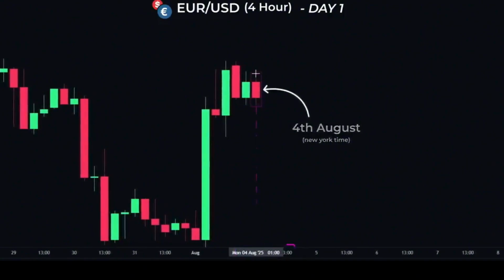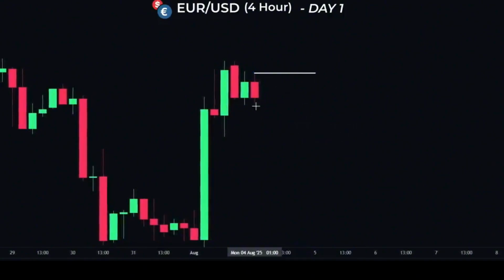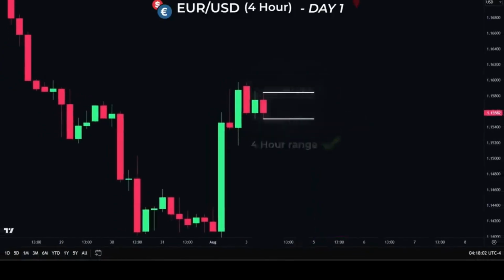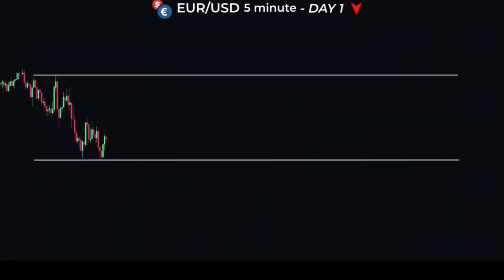Simply draw a line at the high and low of that candle and extend both lines to the end of the day. So this is your 4-hour range. Next, go down to the 5-minute time frame to look for the setups.